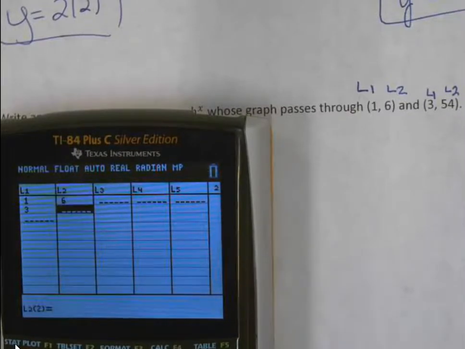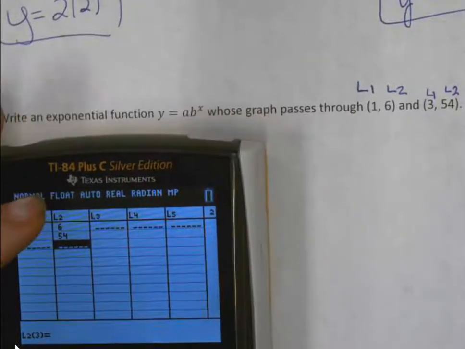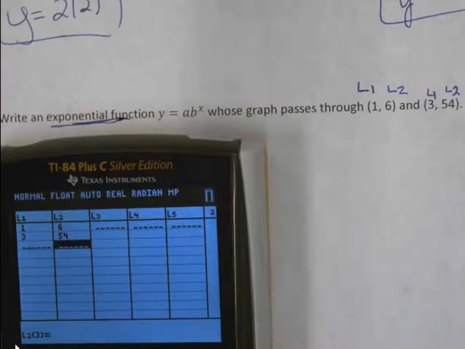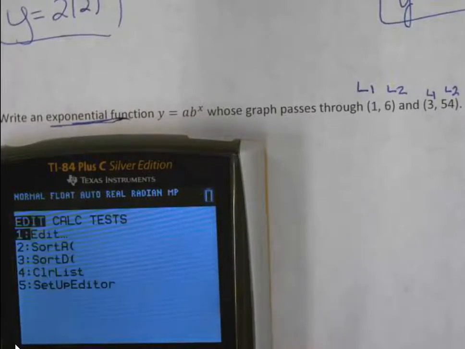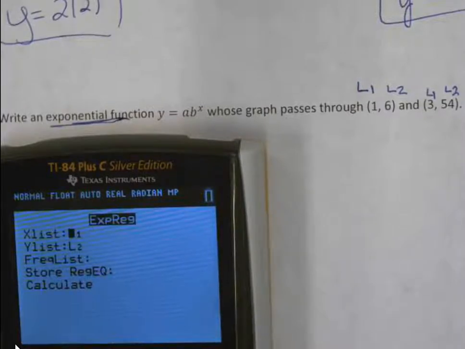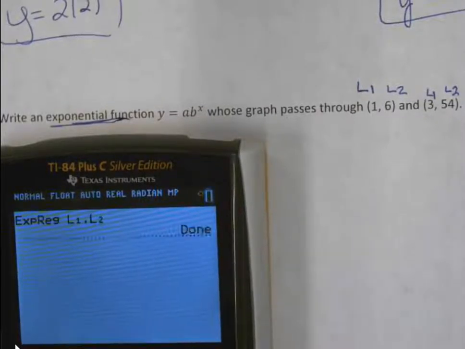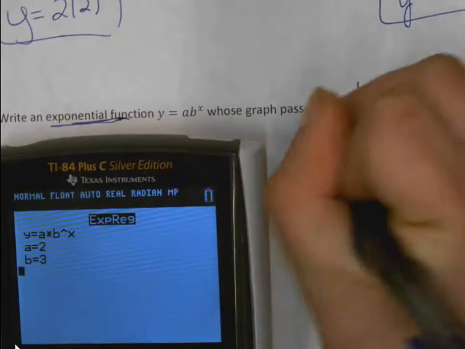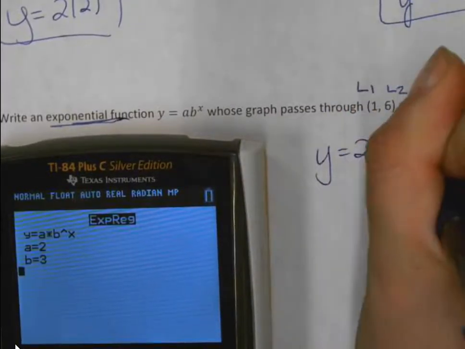Okay, so I've typed in my 2 points. I know this equation is going to be exponential. How do I know that? Because it says it. So then I go second quit, stat, calc, and then what choice? 0. And I go all the way down to calculate, and I hit enter. It gives me my A and B values. So y equals 2, 3 to the x power.